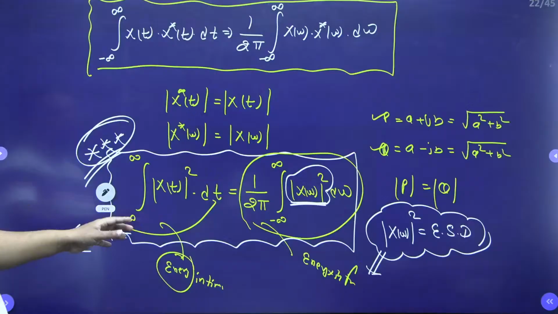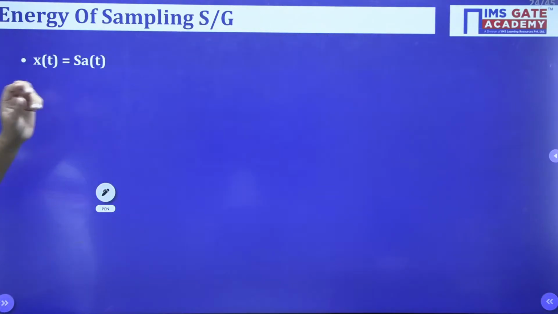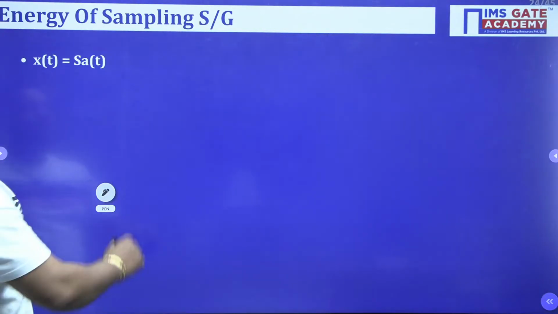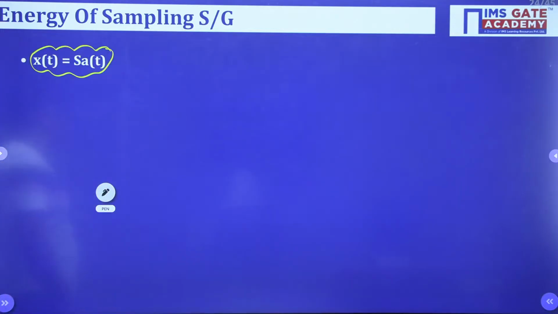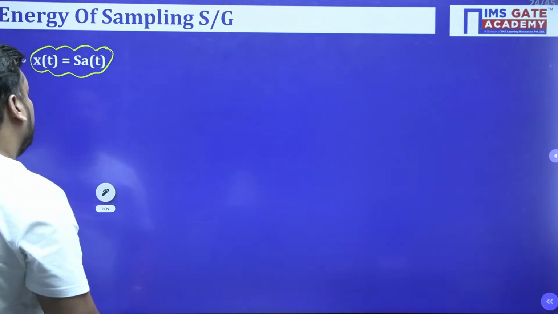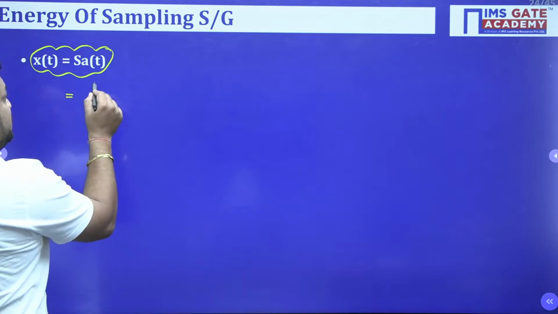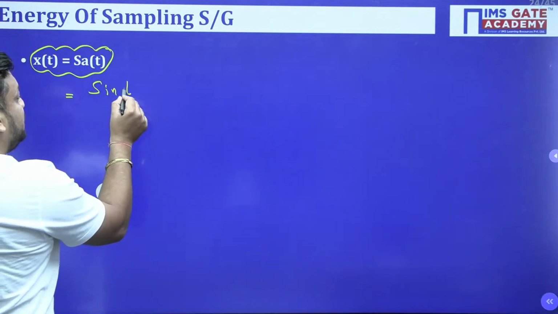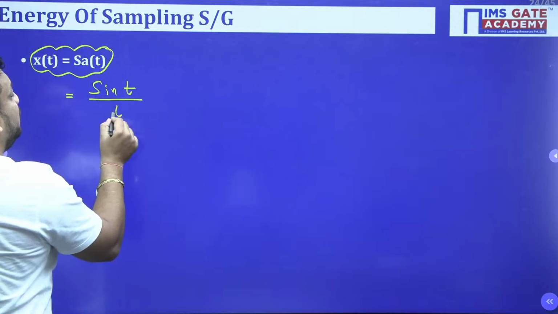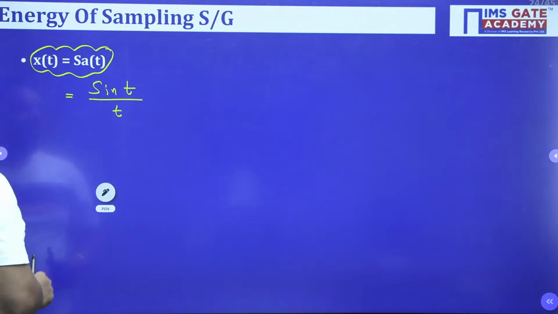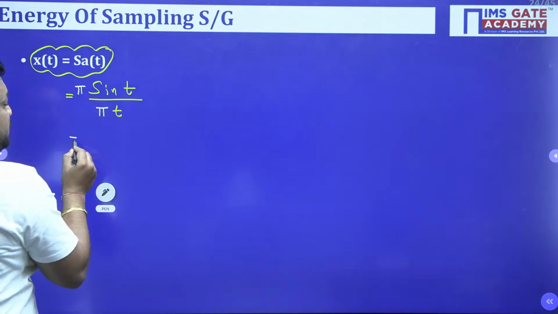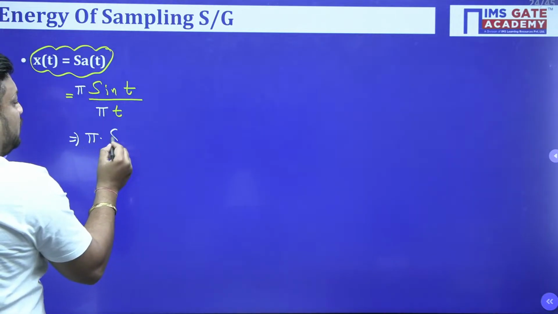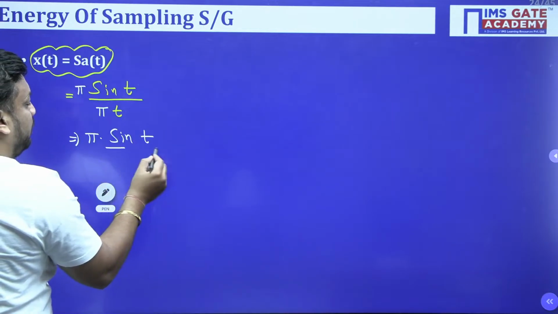So now my next question is, find out the energy of a sampling signal. Find out the energy of a sampling signal. We'll calculate the area also. Area and energy both we will calculate. So I am starting with this question, sampling of t. Can I write it like this, sin(t) upon t? Tell me yes or no? Yes, sir. If I multiply with pi and also divide with pi here, then this expression will give me pi into sin(t) upon pi t.